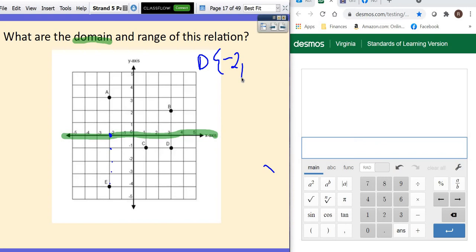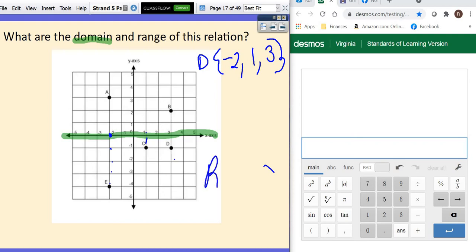Then I'm going to find my next point. Do you see C? And if you go up to the x value, it's a 1. And then D and B. They both have the same x value, which is 3. So that is my domain.